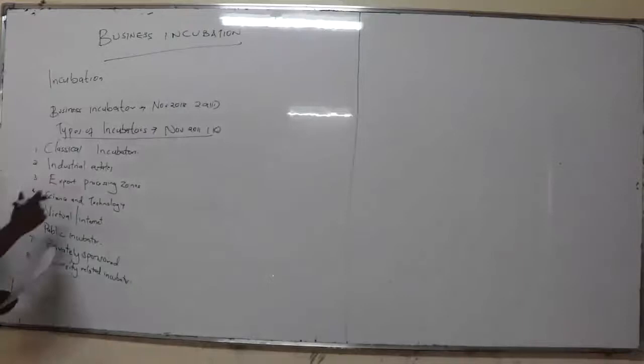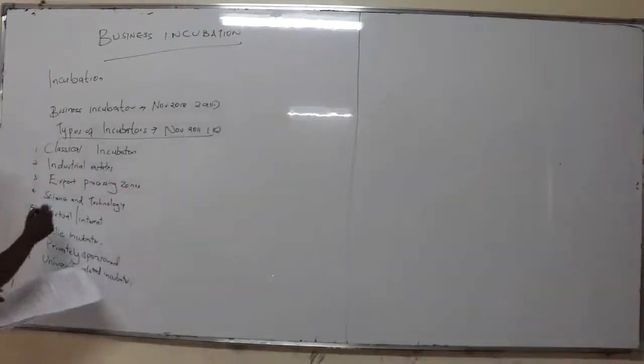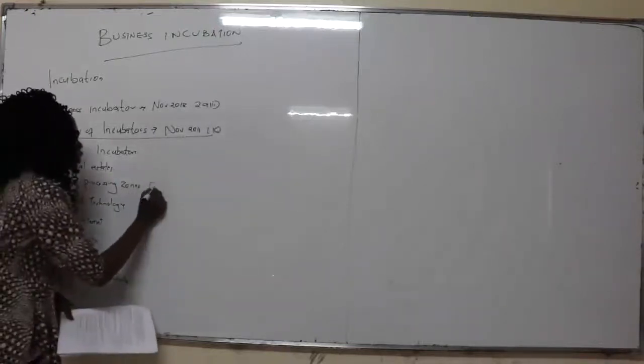The second type of incubator is the industrial estates. And for the industrial estate, they usually provide the industrial shed as well as capital for the startup. Remember that you might be starting up a business, but you don't have the necessary finances, or you don't have enough capital to start the business. If you approach such kind of an organization, they can give you some loans for you to boost up your business.